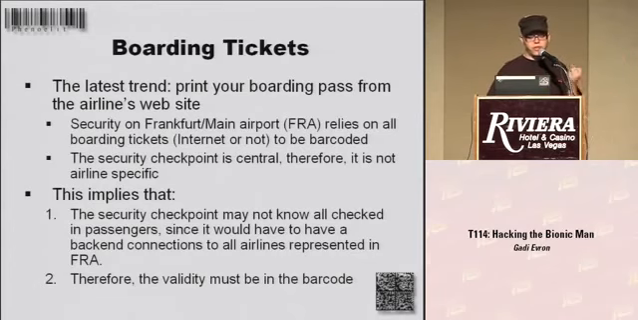The security checkpoint is central. Therefore, it's not airline specific, right? Now, this implies that the security checkpoint may not know everyone who's already checked in, because that would mean everything else is rewired with each other. And I don't think that is the case, so the validity must be in a barcode.